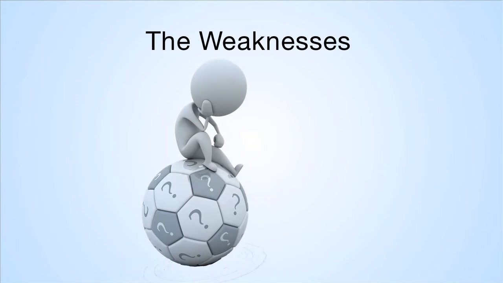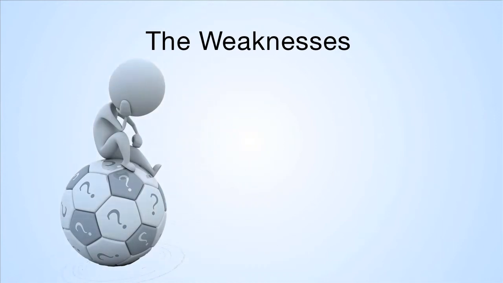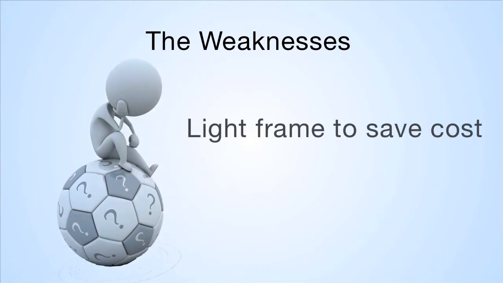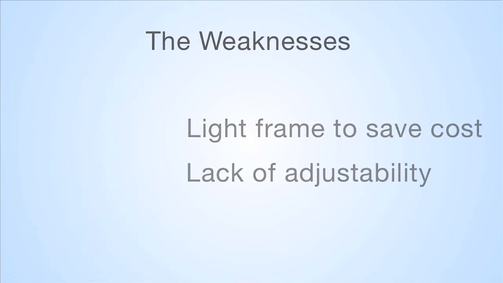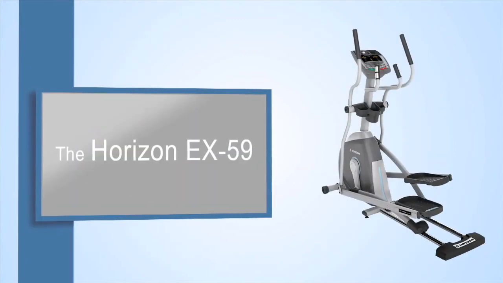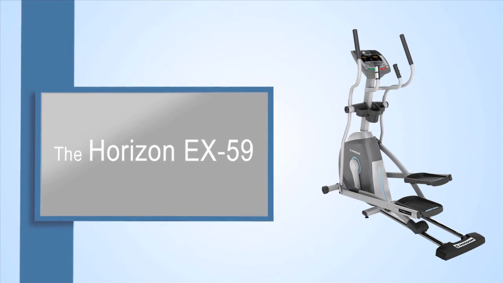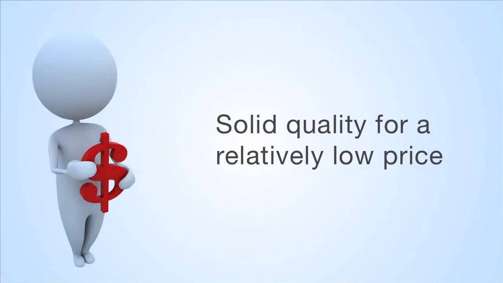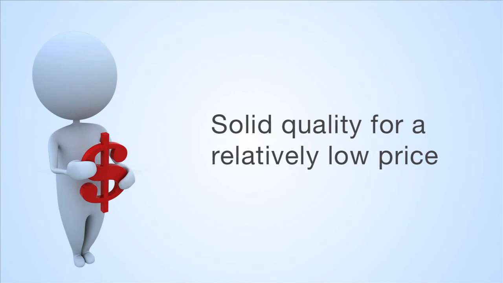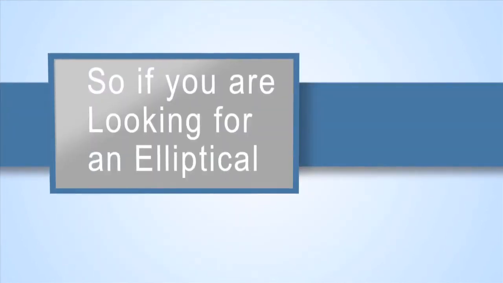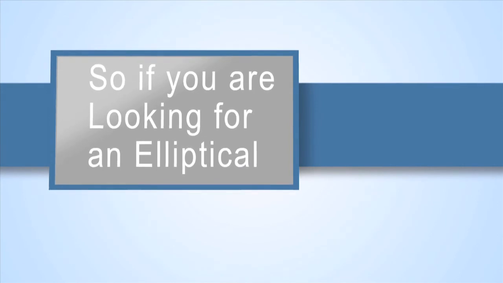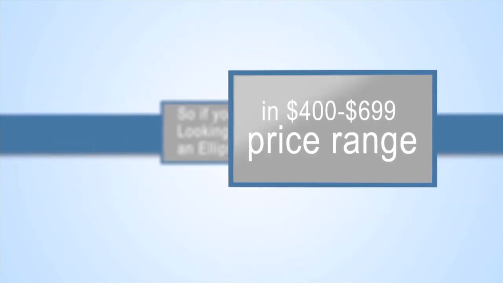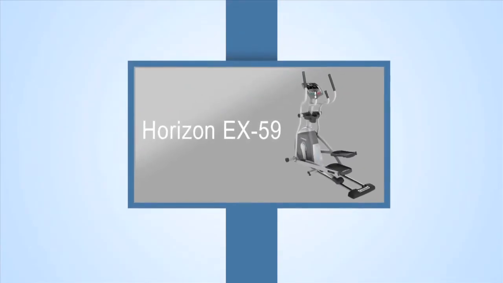The weaknesses of the Horizon EX-59 are a lightweight frame to save cost and lack of adjustability. The main reason that the Horizon EX-59 ranked like this was because it had a solid quality for a relatively low price. So, if you're looking for an elliptical that has a solid quality in the $400 to $699 price range, we recommend the Horizon EX-59 this year.